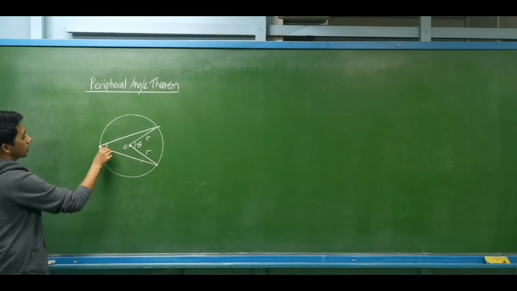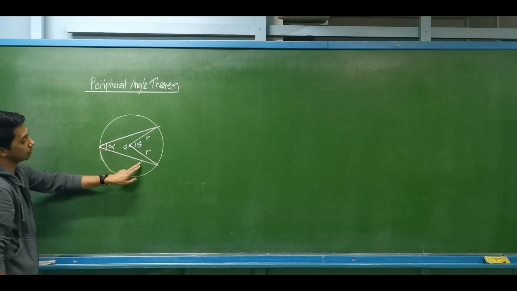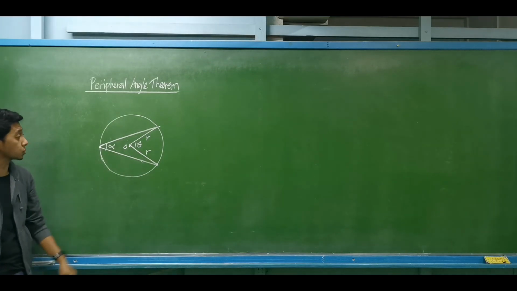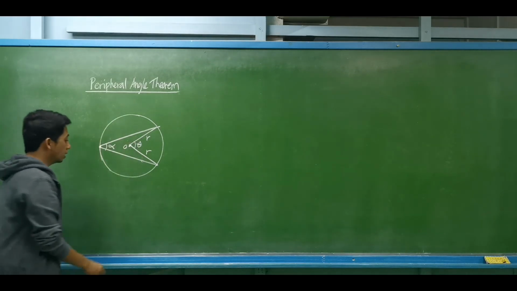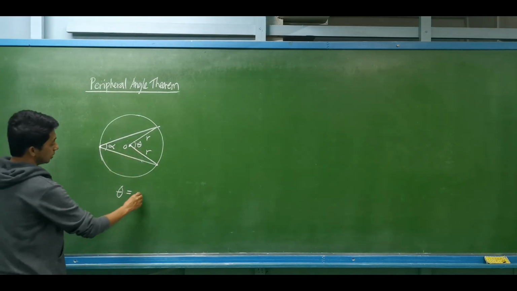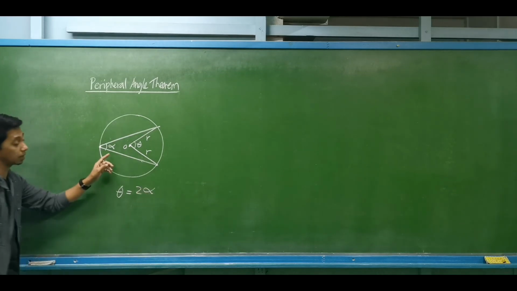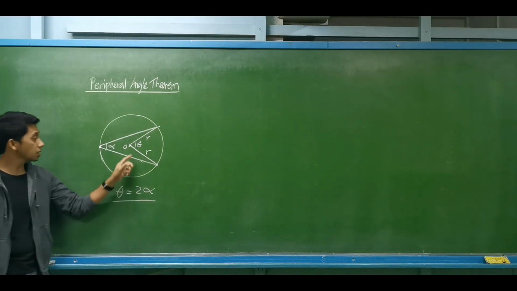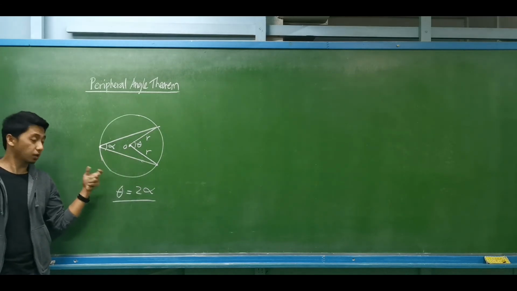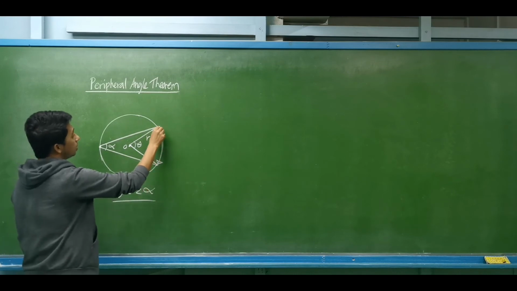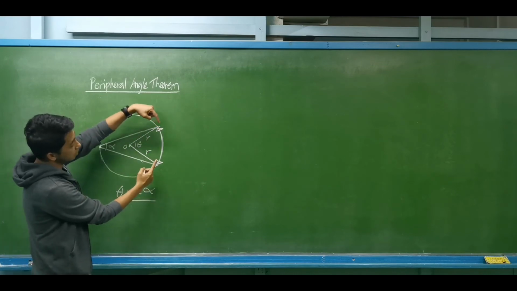Okay, ito naman yung tinatawag natin na peripheral angle, kasi nga yung kanyang vertex ay nasa circumference. Ano yung relation ng dalawa? Yung relation ng dalawa is yung theta, yung central angle is twice ng peripheral angle. So very important ito, hindi makalimutan. The central angle is equal to twice the peripheral angle as long as they are subtending equal arc.